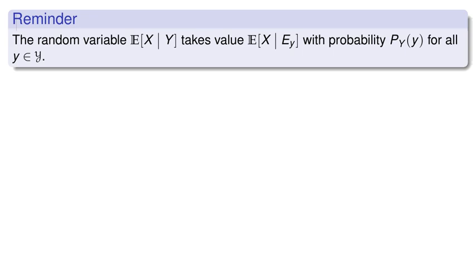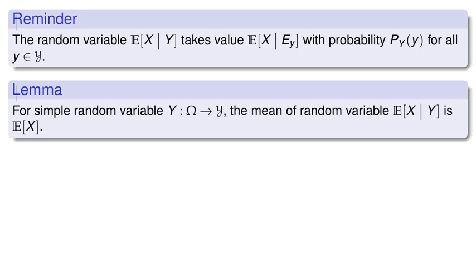As a reminder, the random variable expectation of X given Y takes the value expectation of X given E_y with probability P_Y(y) for all y in script Y. And a key lemma, the law of total expectation for simple Y. For a simple random variable Y, the mean of the random variable expectation of X given Y is just the expectation of X.